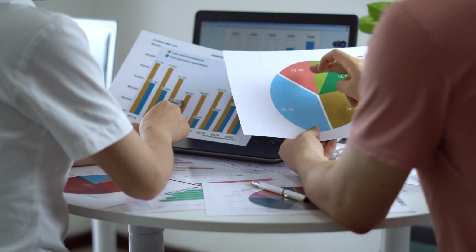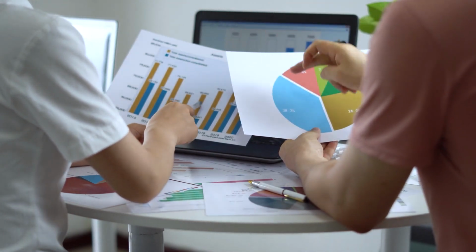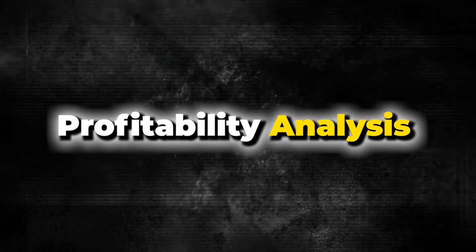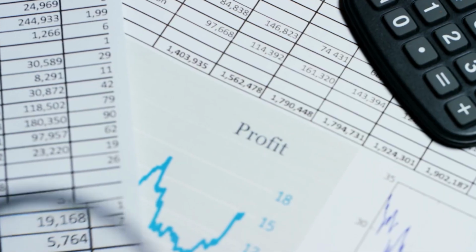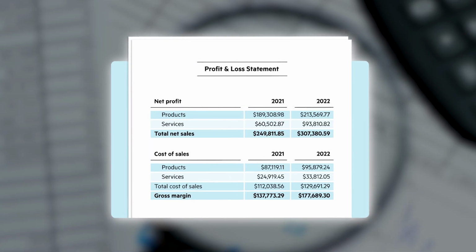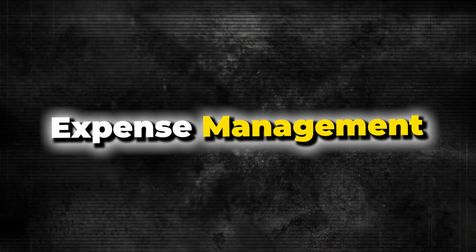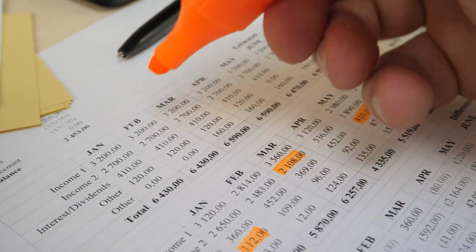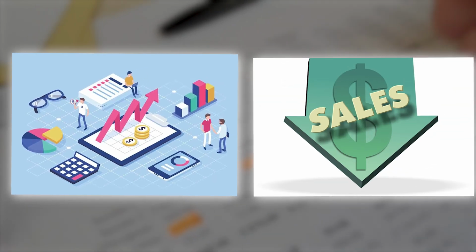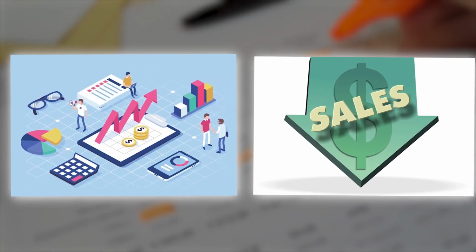Using a P&L statement to make better business decisions. Now that you understand how to read a P&L statement, let's talk about how you can use it to make smarter decisions. Profitability analysis. First, you can analyze profitability. If your costs are too high or your pricing strategy isn't working, the P&L will let you know. Expense management. Look for areas where you can cut costs. If your marketing expenses are sky high but aren't driving sales, it might be time to reevaluate.